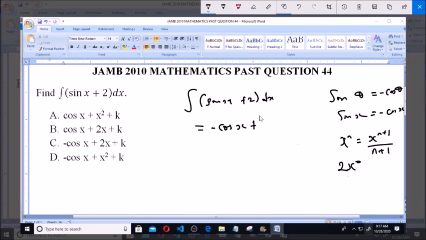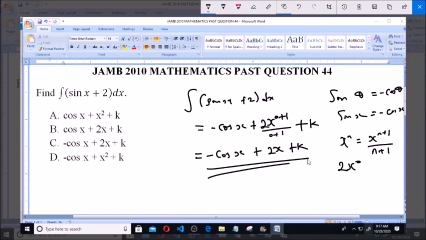So this will now change to 2x raised to the power of 0 plus 1 over 0 plus 1. So then we can now introduce the constant plus k. So this is equal to minus cos x, which is the integral of sine x, plus 2x over 1 plus k. So this is the answer to this question, and that is option C. Option C, minus cos x plus 2x plus k.